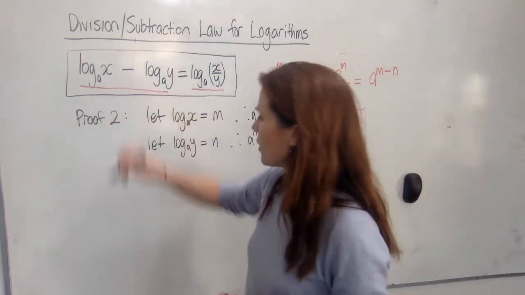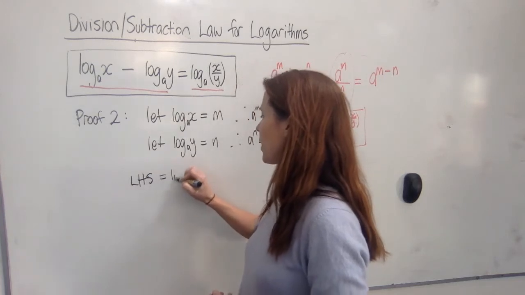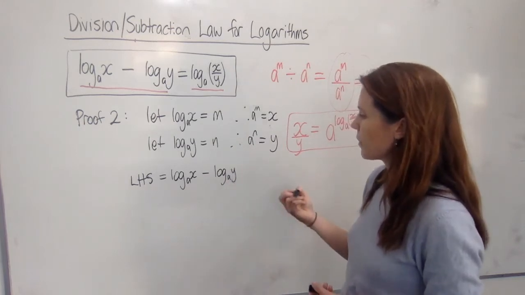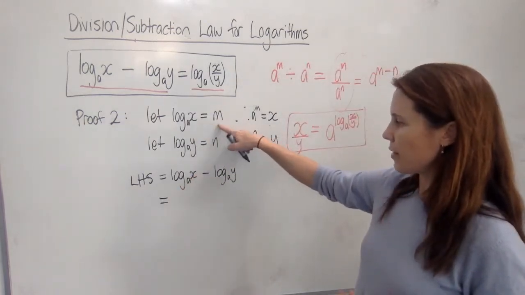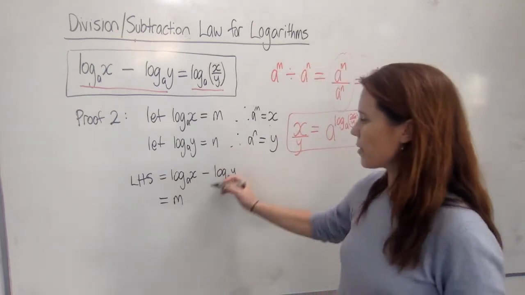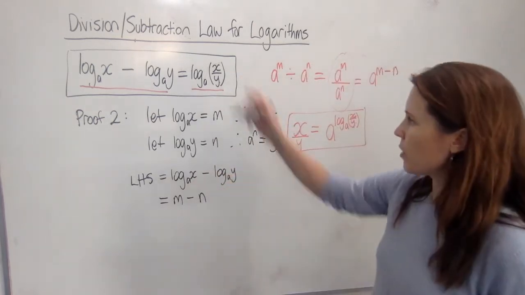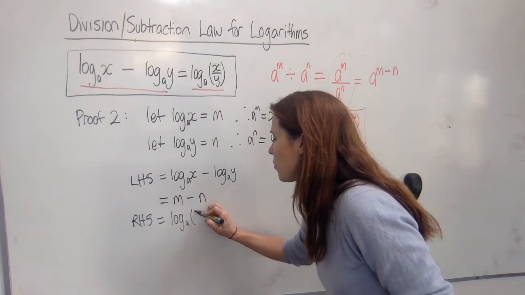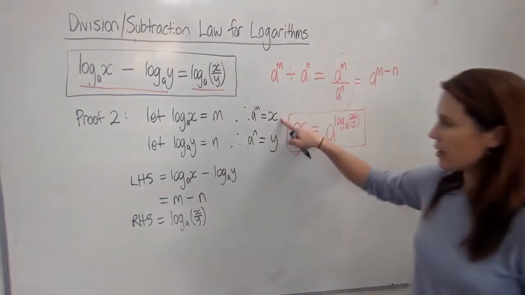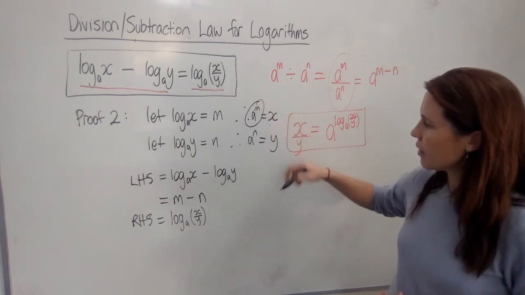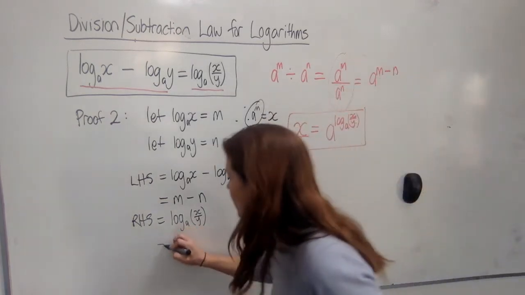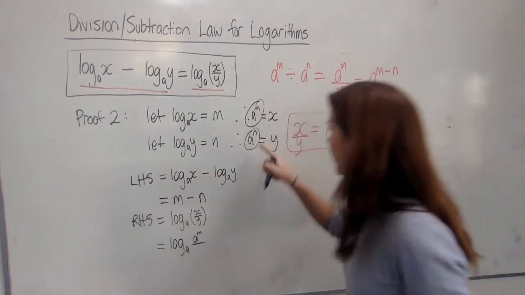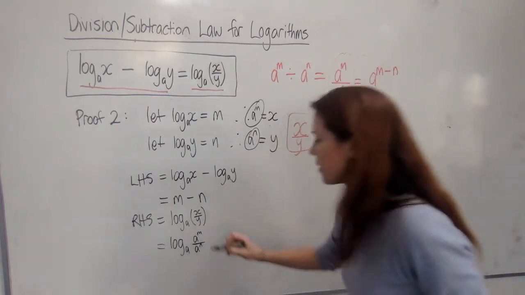Well, up here on the left-hand side of the equation, we have the log base a of x minus the log base a of y. And that's equal to, well, we've just defined that as m, and we've just defined this one as n. Okay, but meanwhile, on the right-hand side, we have the log base a of x over y. Now, we've just made an expression for x. We've said that x is all of this, and y is all of that. So we can replace x with a to the power of m, and replace y with a to the power of n.